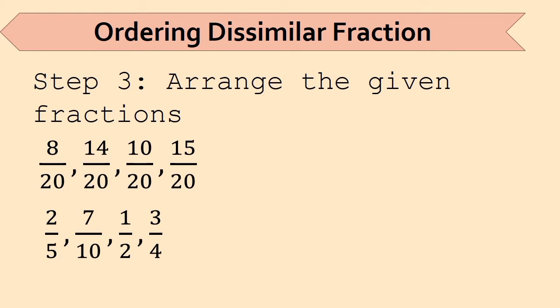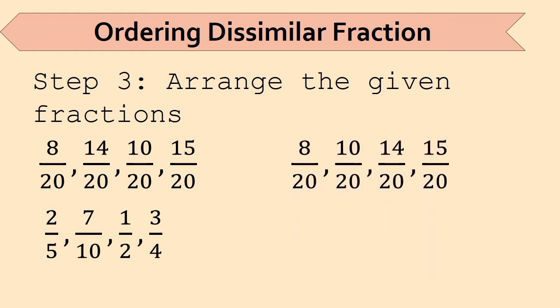So we're going to arrange the similar fractions from smaller to larger. So 8 is smaller than 10, therefore the first fraction is 8 over 20, the next is 10 over 20, third is 14 over 20, and the last one is 15 over 20. So these are arranged from smaller to larger.